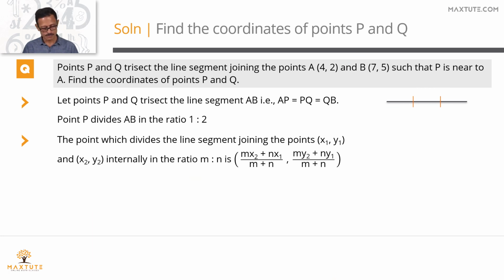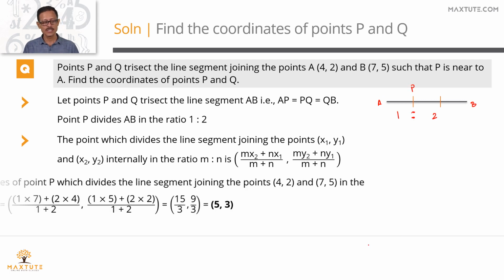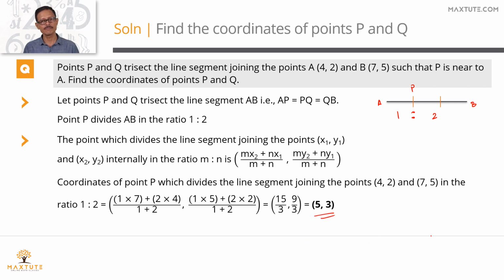Quickly summarize it in printed form. Applying the section formula, this is point A, this is point P. Point P divides this in the ratio of 1:2. So the coordinates of point P are 5, 3.